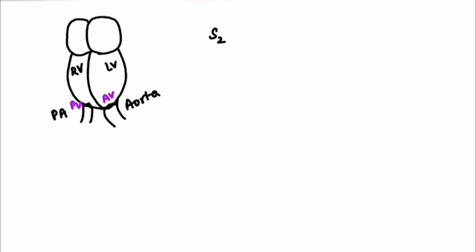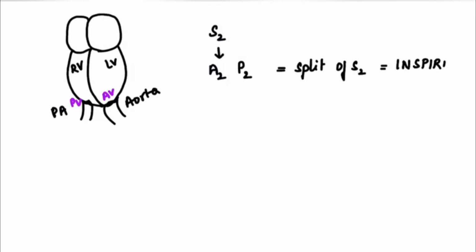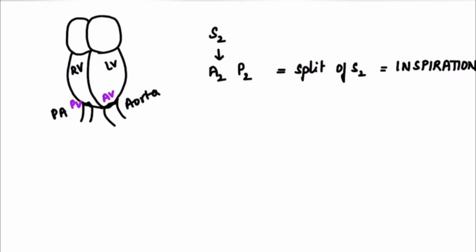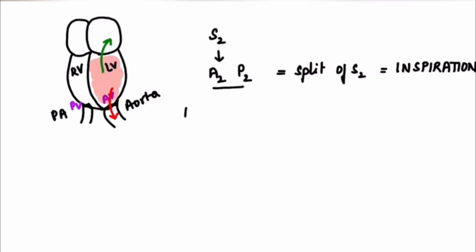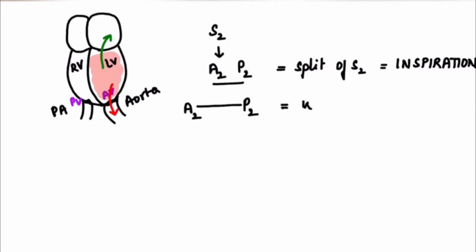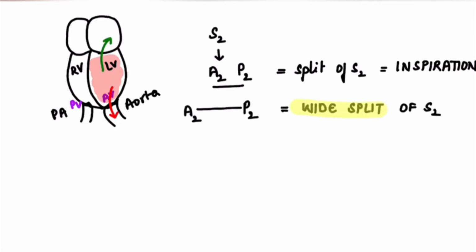So, normally what happens is the aortic valve closes earlier than the pulmonary valve, and thereby it causes a split of S2, which is appreciated during inspiration. In mitral regurgitation, as some amount of blood also goes into the left atrium during systole, the forward flow into the aorta is less, and so the aortic valve closes earlier than normal, and thereby the split increases. So here A2 occurs earlier than P2, thereby there is a wide split S2.